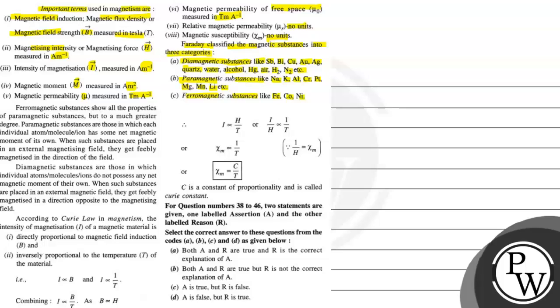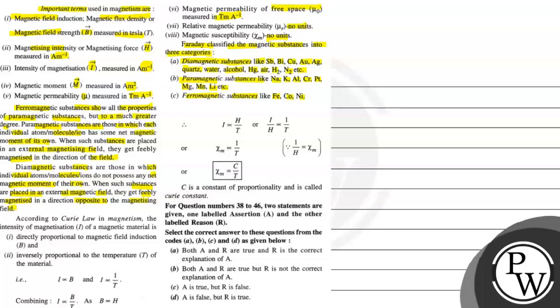Now, they are saying that the ferromagnetic substances show all the properties of paramagnetic substances, but to a much greater degree. The paramagnetic substances are those in which each individual atom or molecule has some net magnetic moment of its own. When such substances are placed in an external magnetizing field, they get feebly magnetized in the direction of the field. Diamagnetic substances are those in which individual atoms, molecules, ions do not possess any net magnetic moment of their own. When such substances are placed in an external magnetic field, they get feebly magnetized in the direction opposite to the magnetizing field.